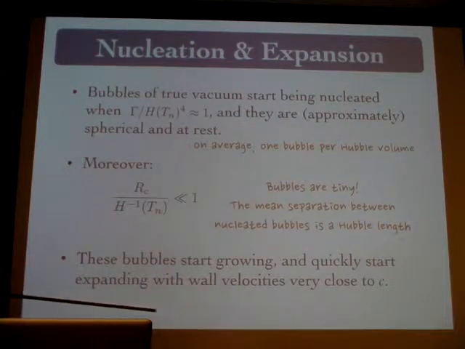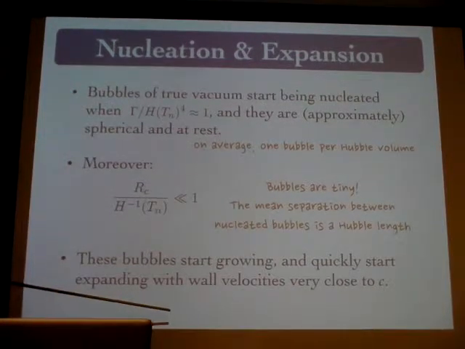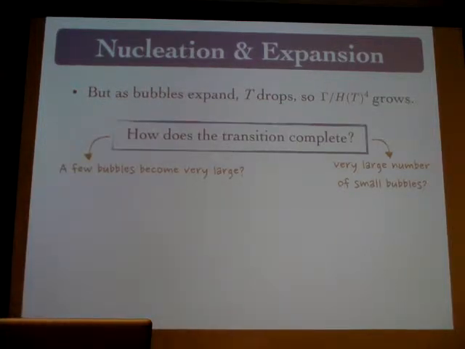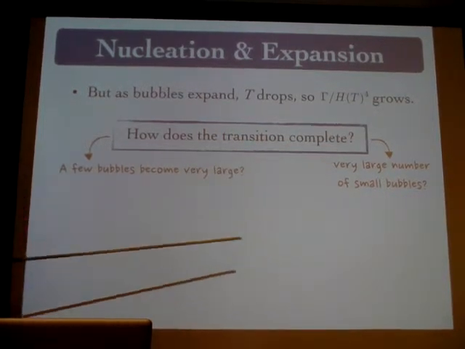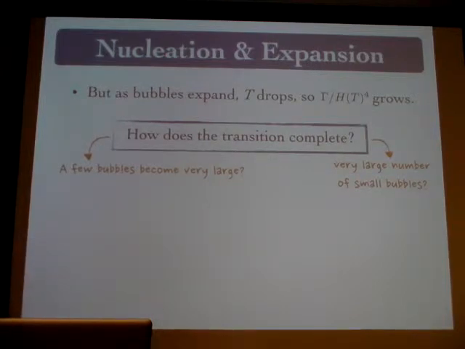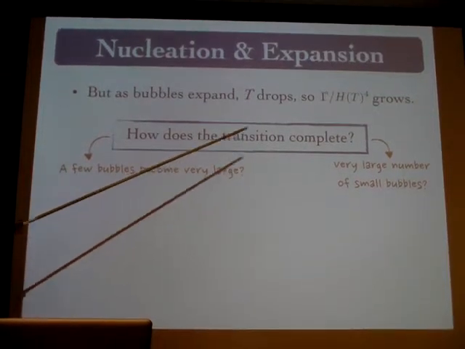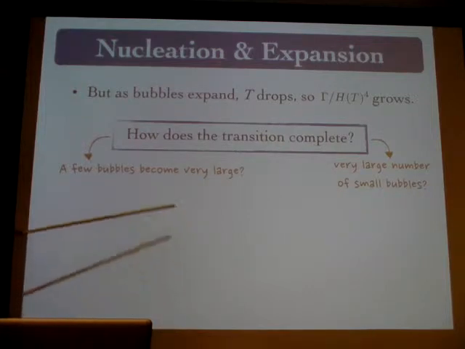And then they start expanding, growing very fast. In our case, as I'll point out later, this is quite different to what happens in the thermal case. They reach relativistic velocities very quickly. As you nucleate these bubbles and they expand, the temperature keeps dropping, so this nucleation probability keeps growing. Now the question arises of how this transition completes. You could imagine this growing so quickly that you nucleate many small bubbles that don't have time to grow very much before they collide with each other. Or maybe it doesn't grow so quickly, the bubbles have time to grow a lot, and the transition completes with very few bubbles colliding.